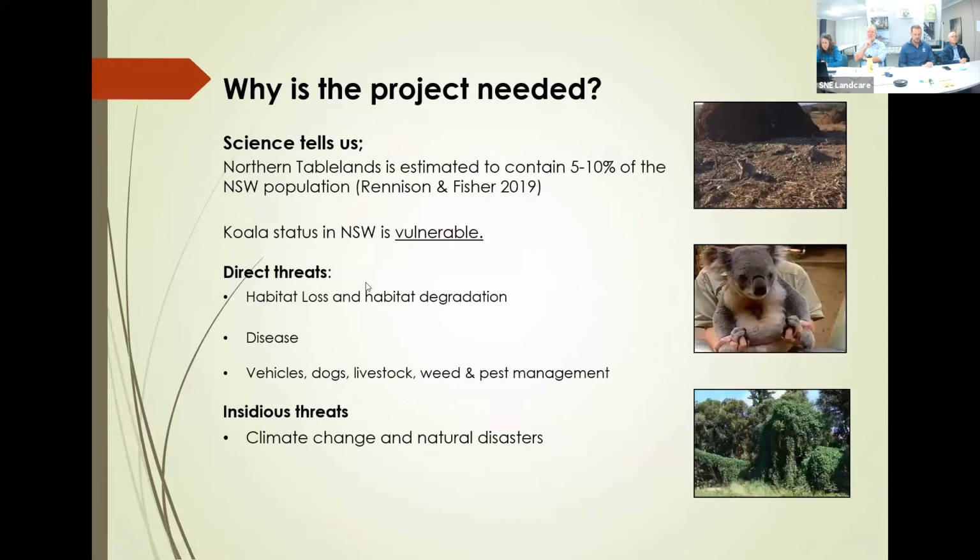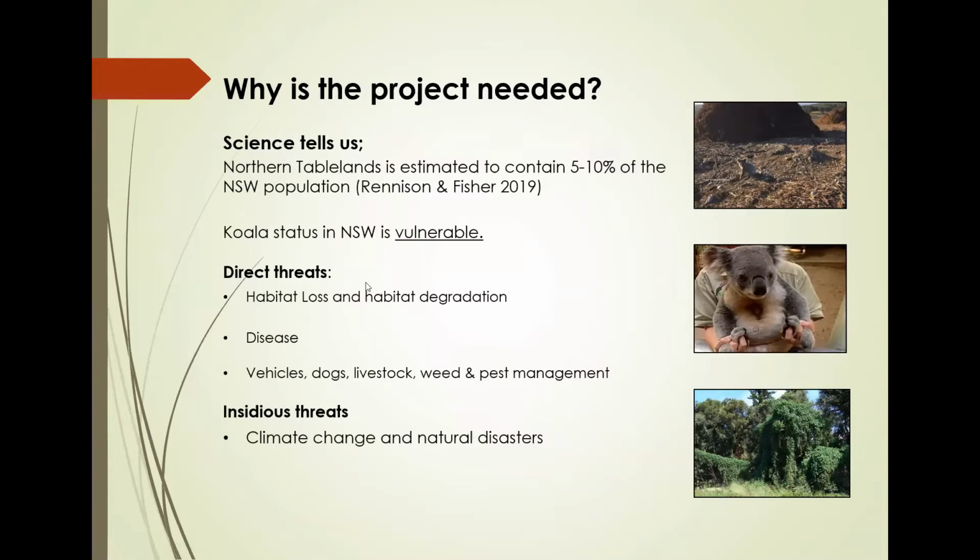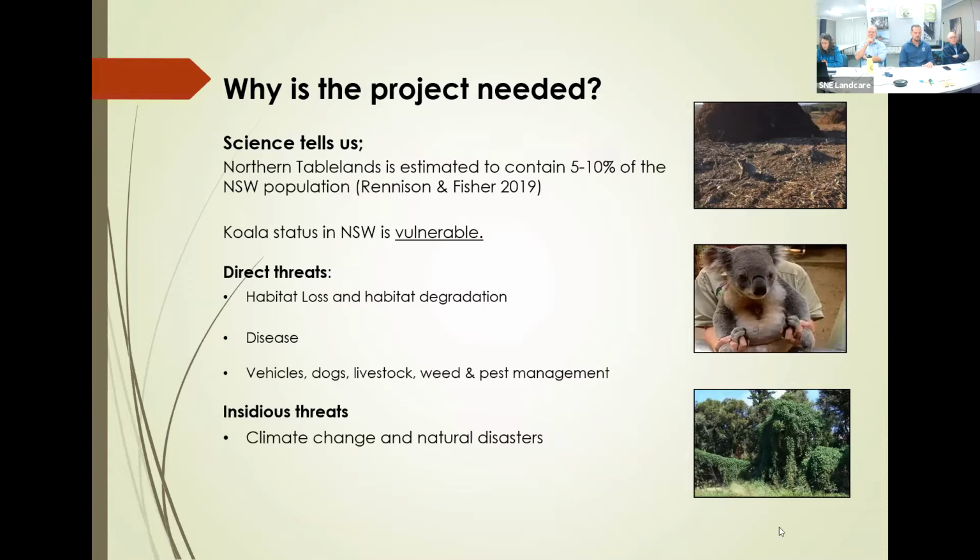So why is the project needed? The Northern Tablelands is estimated to contain 5 to 10% of the New South Wales koala population. Recent research indicates that koala populations have been moving into climate refuge areas, such as the Northern Tablelands, as a response to an increase in the occurrence, duration, and intensity of heat waves.